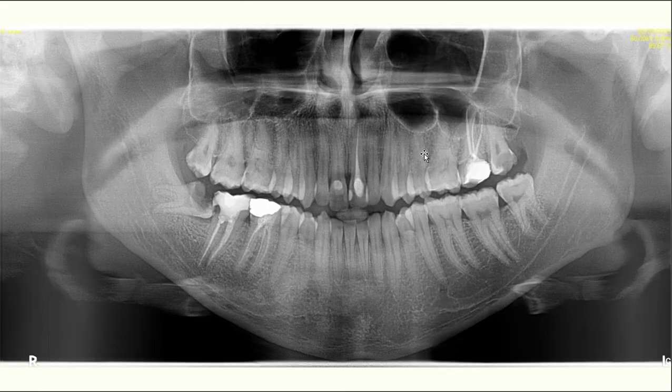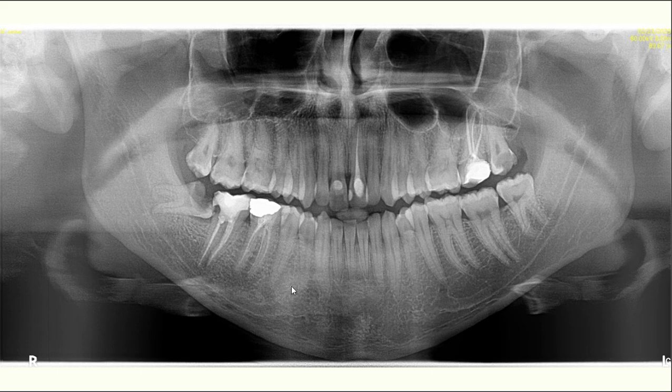So for example, here this white line, this radiolucency here, is known as the mid-palatal suture. This is the anterior nasal spine here. Sometimes there will be radiolucency between the lateral and the canine. This is known as the canine fossa, so this is normal.